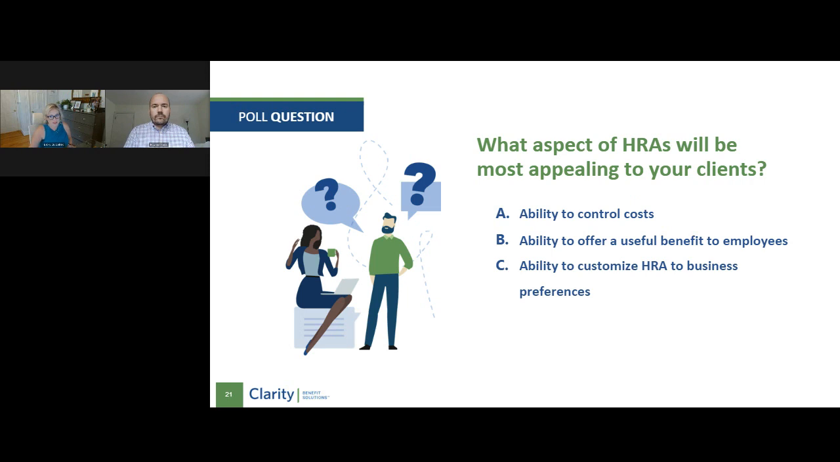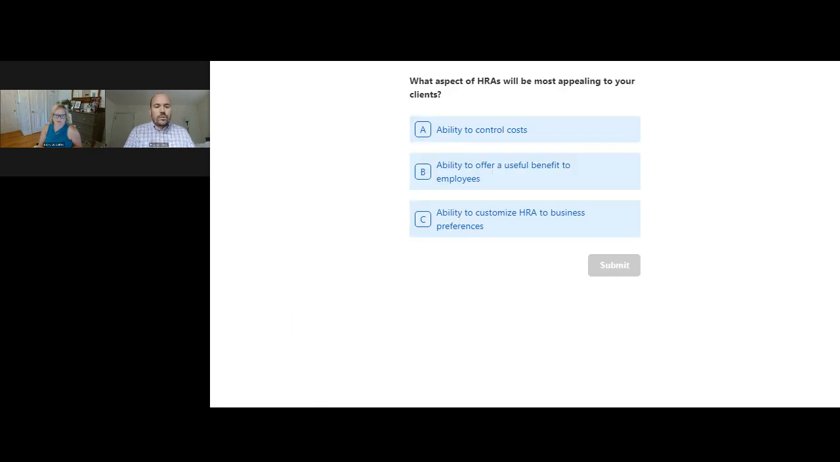But before we drill down to the details of different types of HRAs, let's take another poll. All right, so this next question is, what aspect of HRAs will be most appealing to your clients? You can answer this as A, the ability to control costs, B, the ability to offer a useful benefit to employees, or C, the ability to customize the HRA to a certain business's preferences. So we'll give everyone a few seconds to go ahead and respond to this here within the slide, and then we'll go ahead and check out the results.